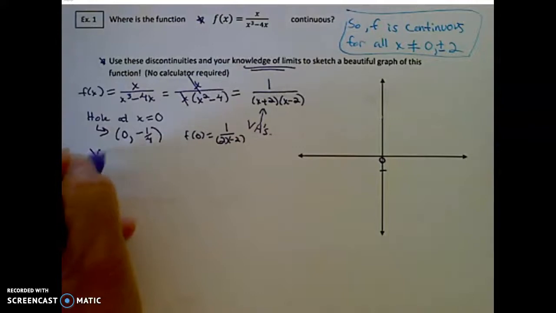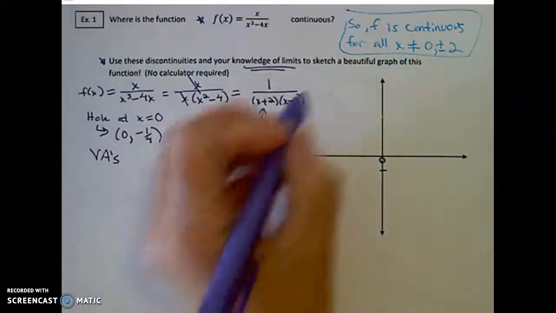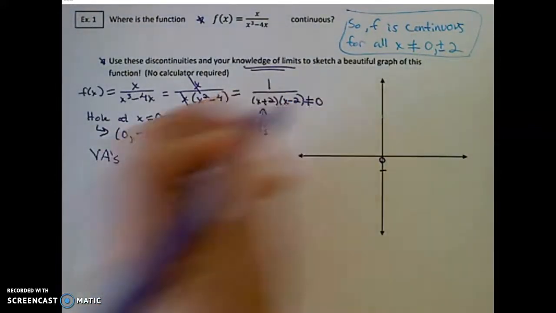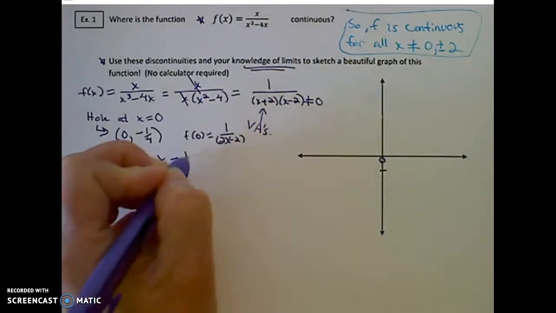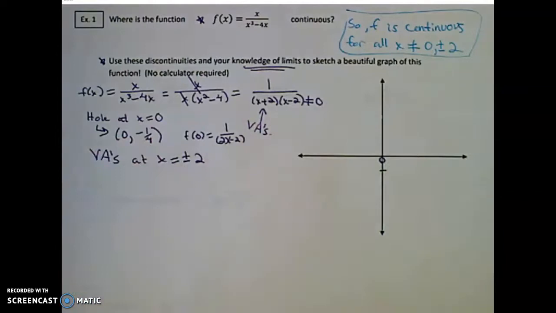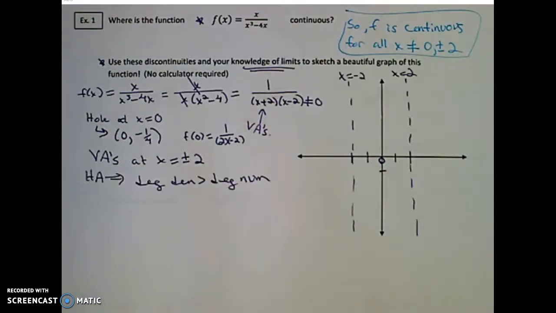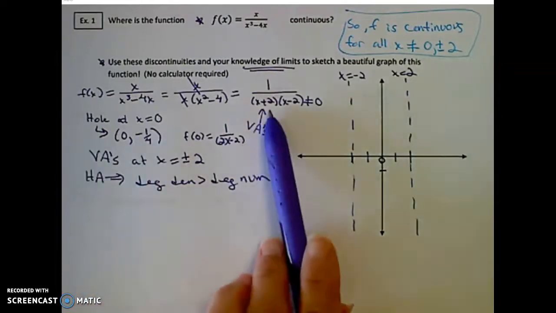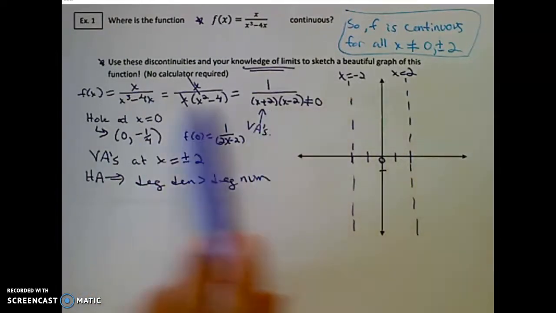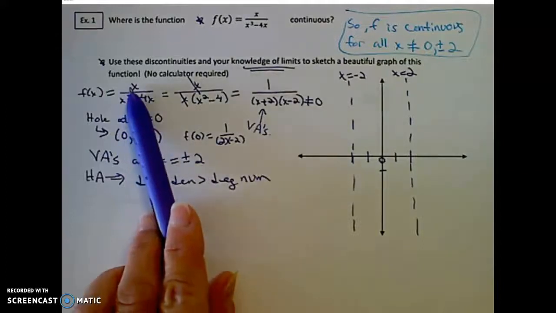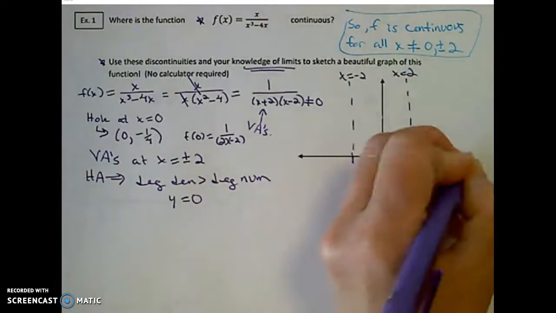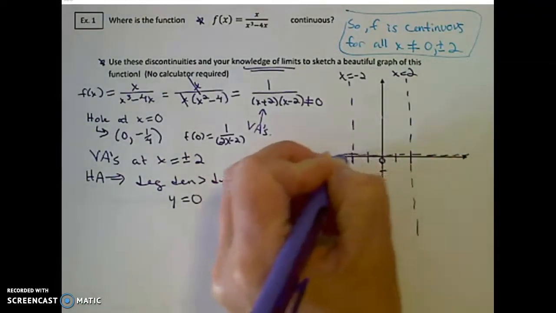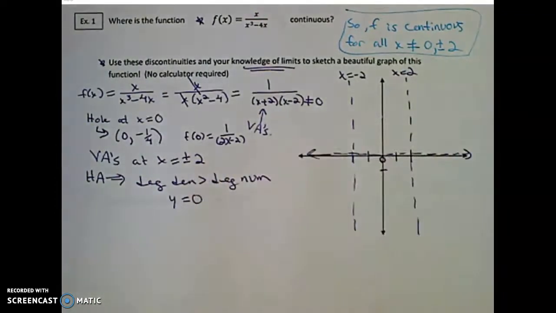I'm going to have vertical asymptotes where that denominator is undefined. So at x equals plus or minus 2, and let's plot those. Okay, remember our horizontal asymptote for a rational function. Since the degree of the denominator is larger than the degree of the numerator, I'm going to have a horizontal asymptote of y equals 0. So let's dash that. Okay, so that's what we know about our asymptotes.